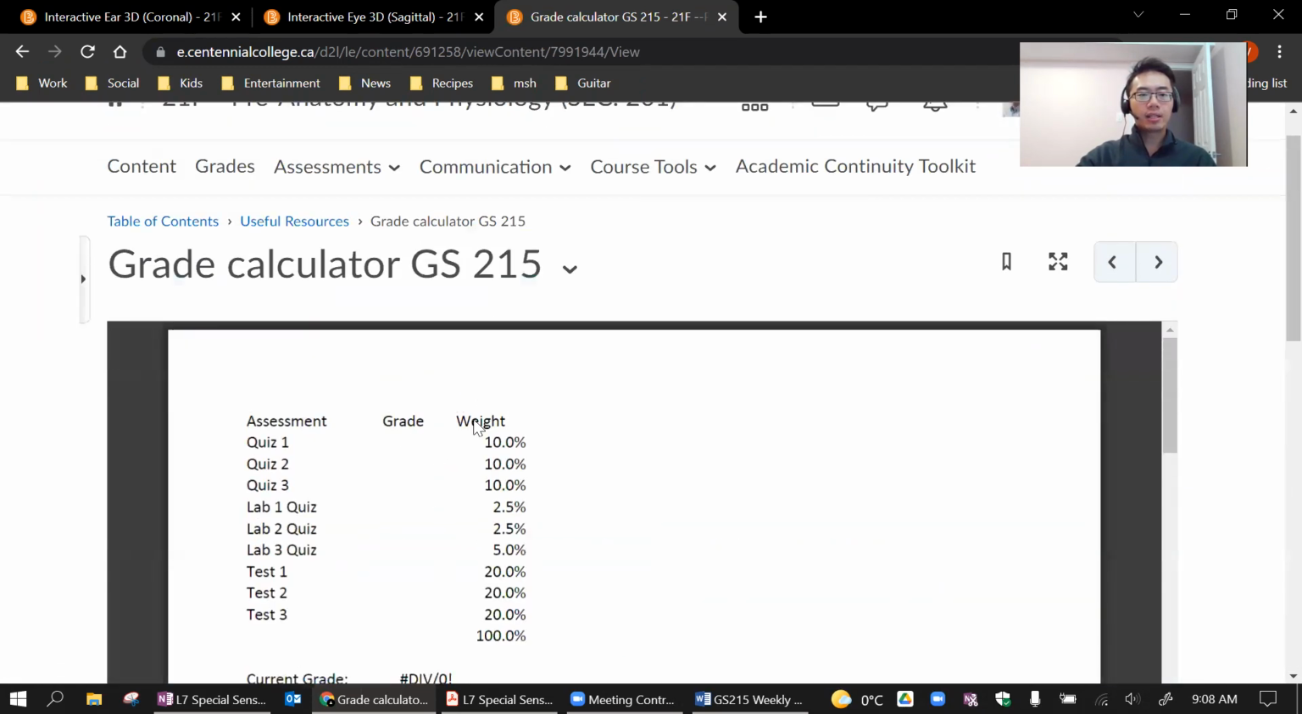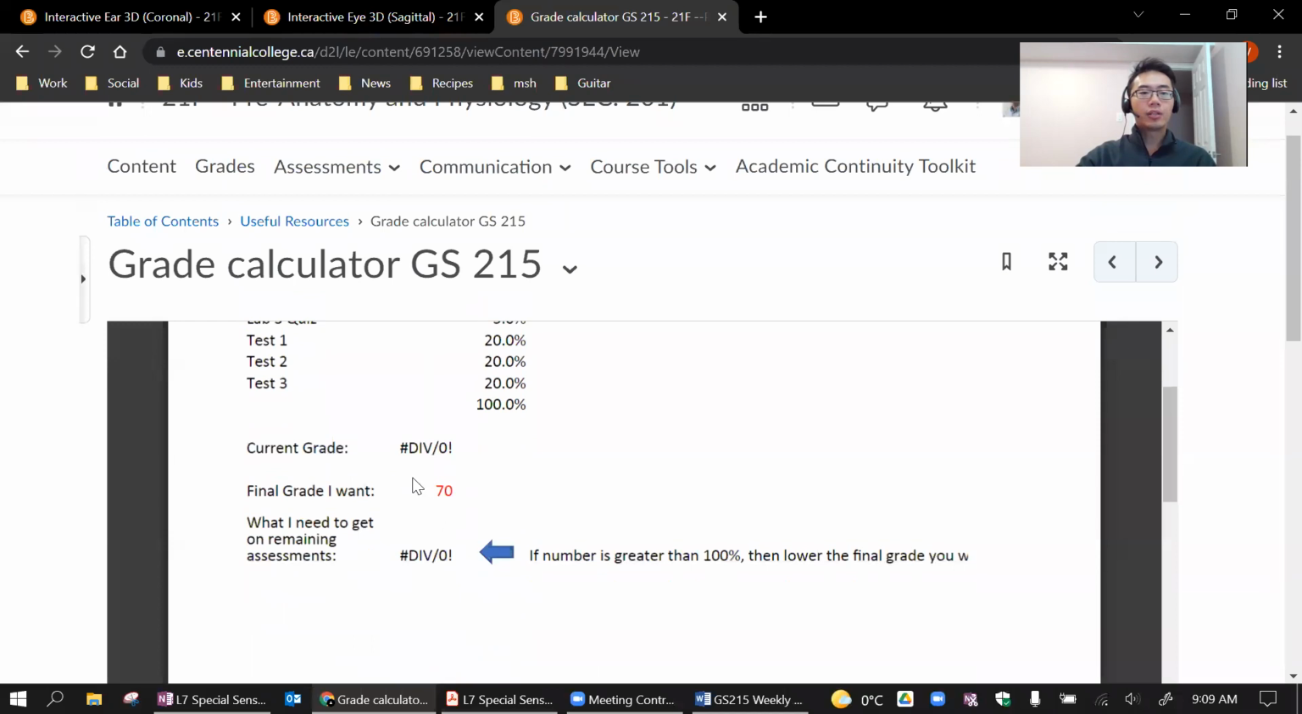Basically, you can key in your grades for quiz 1, quiz 2, lab 1, lab 2, and test 1, and then it will tell you what your current grade is. Then you can key in what final grade you want. Let's say you want a 70 because that's the minimum requirement for the nursing program, for example. Then the spreadsheet will tell you what you need to get for the remainder of the course in order to get the 70.